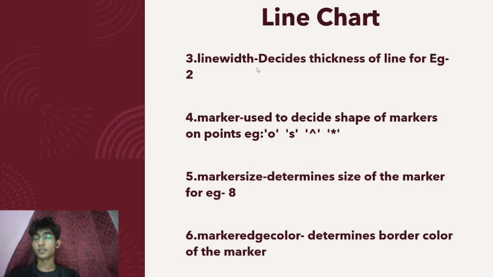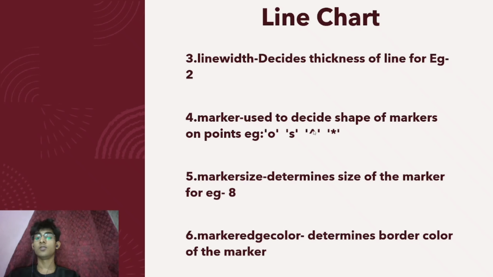Third one is line width. It decides the thickness of the line. For example, we can give 2 and 3. It decides the thickness of the line. Okay? Fourth one is marker. It is used to decide the shape of the marker on a point. So wherever the points will be plotted, it will mark them using these markers which we are specifying.